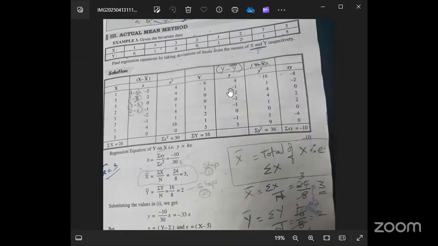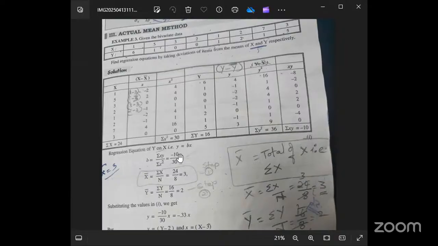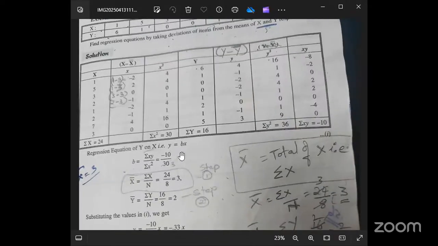We got sigma x square, sigma y square, and sigma xy. So now we need to find out the regression equation y on x. So here, what is y? Y is nothing but bx.